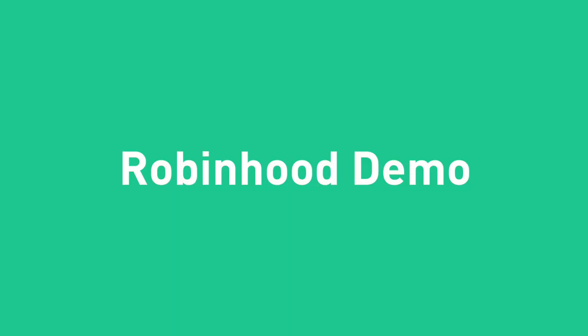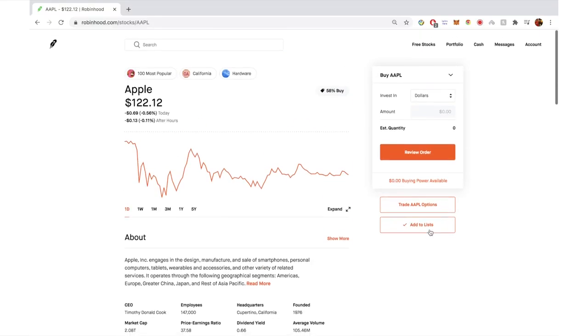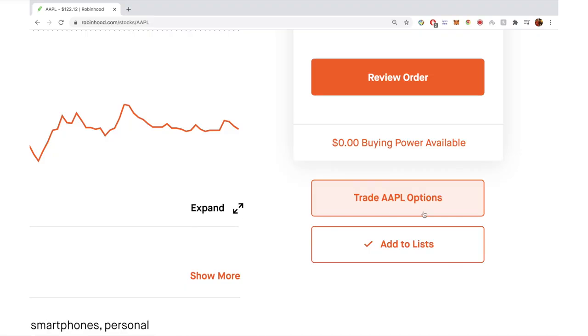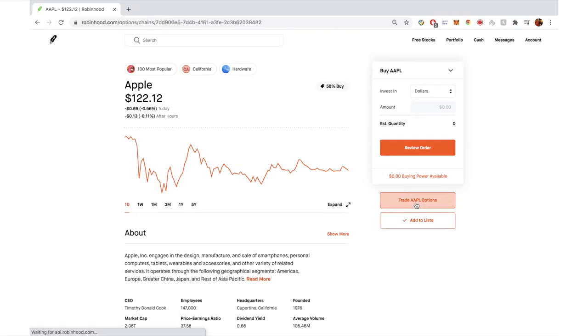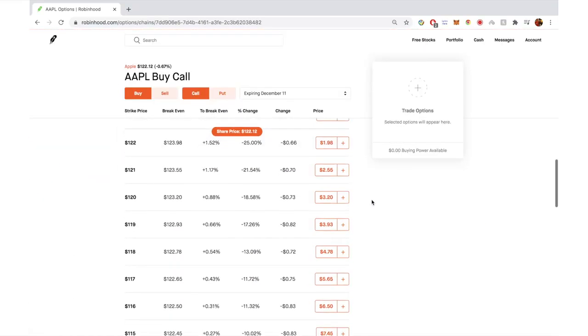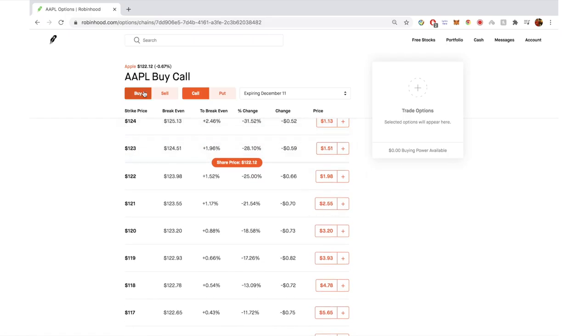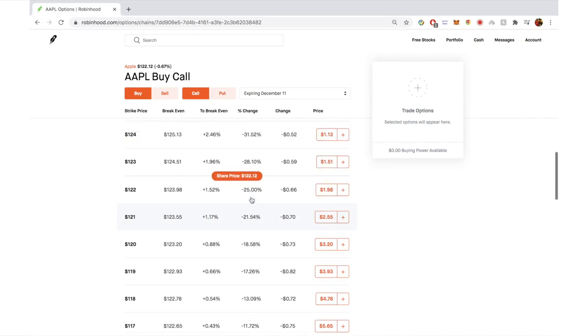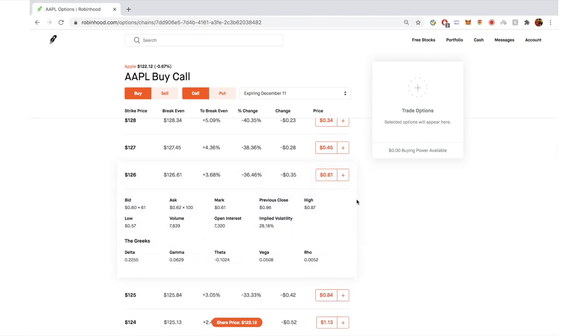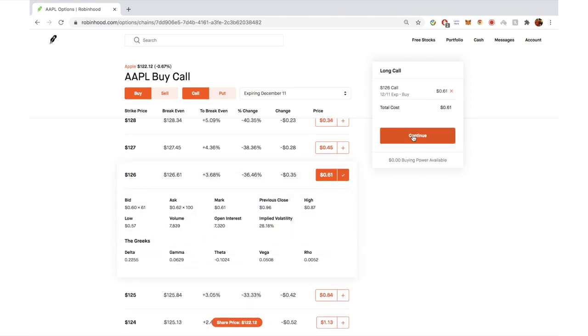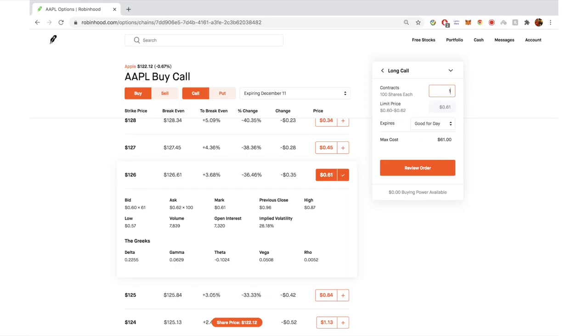So now let's take a look at an example on Robinhood. So this is the Robinhood web platform. There's a trade Apple options button here, so you can click into that. You will see a view that has what we talked about, right? Buy, call, strike price, expire. And then you can pick this one, you can buy it, click, and then continue. One contract, well, it costs you $61, okay?